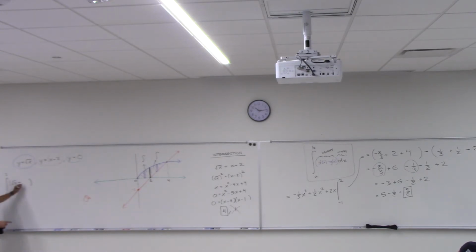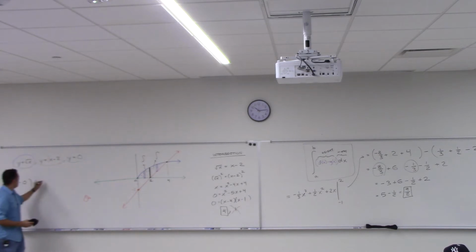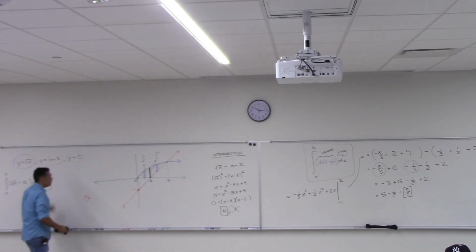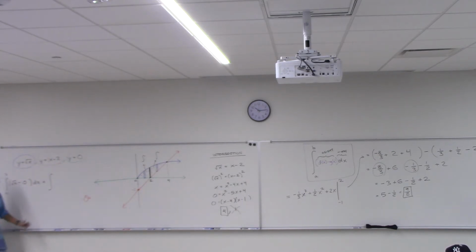0, right? I don't need this, but I'm going to put it there, okay, just so everyone sees. That's the top minus the bottom, right? The top function minus the bottom function, dx. That should give me the area of the first region. And then plus, now my integral goes from where? 2 to 4.